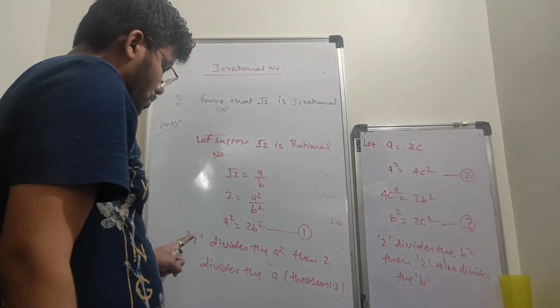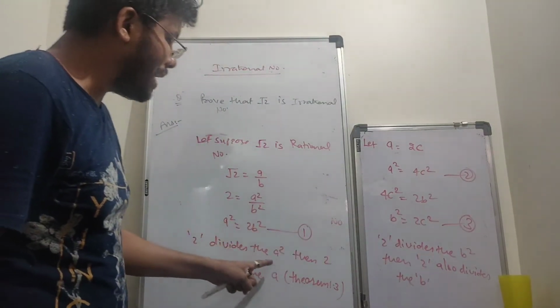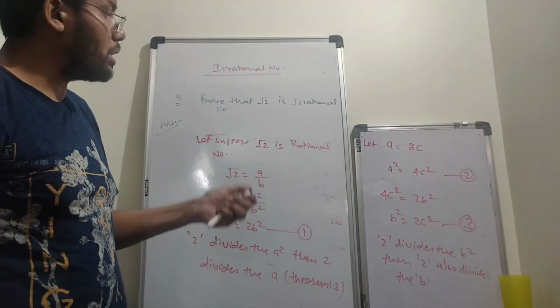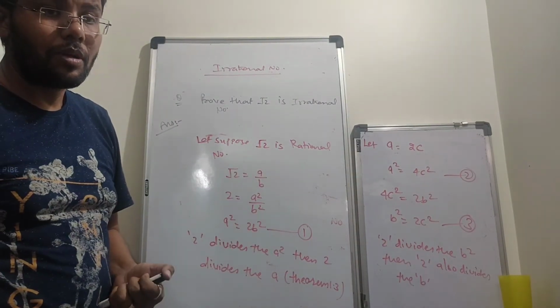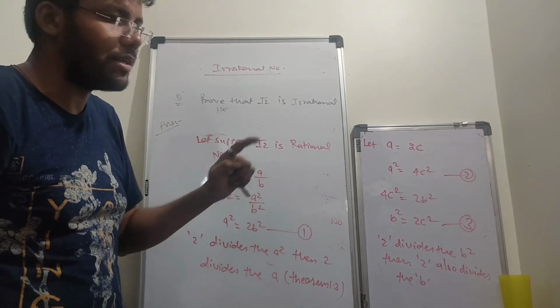Now by observing these two statements, 2 divides A and 2 divides B, then both A and B have more than one factor as a common factor, and that common factor is 2.